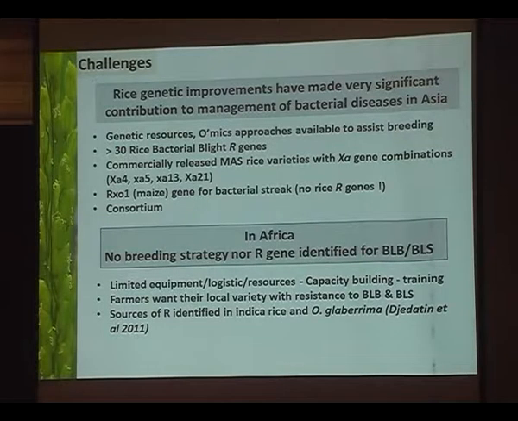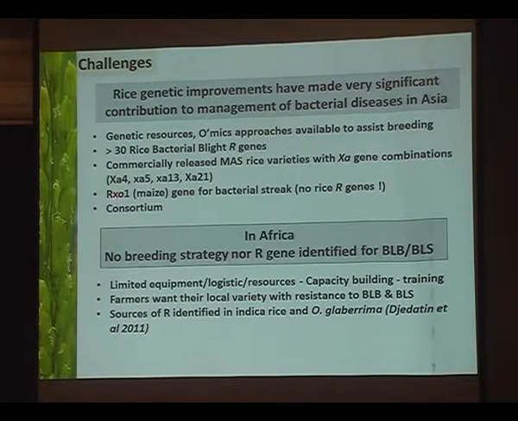We have more than 30, up to 35 rice bacterial blight resistance genes available so far. In Asia, we have commercially released marker-assisted selected rice varieties with Xa gene combinations, and mainly the genes that are used are Xa4, Xa5, Xa13, and Xa21, either single or combined in the variety. And most of these varieties have been released in India, China, and also the Philippines. So that is for the rice bacterial blight.